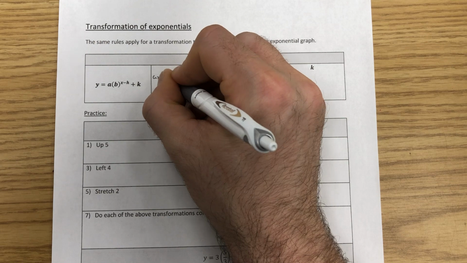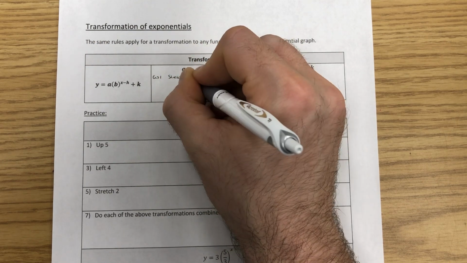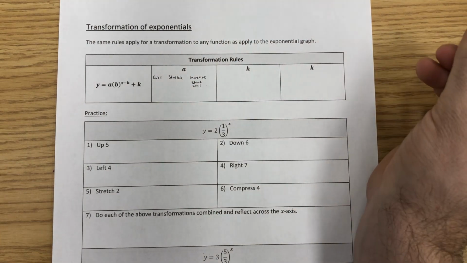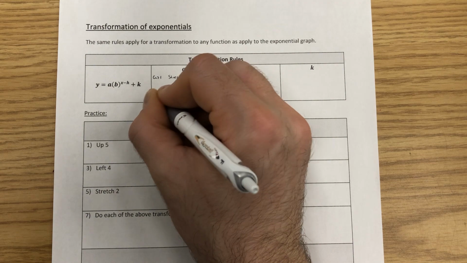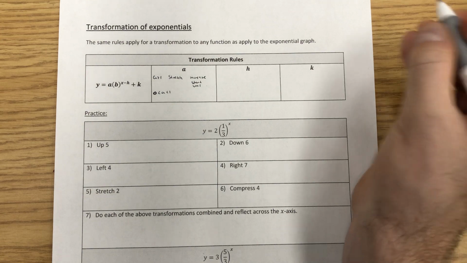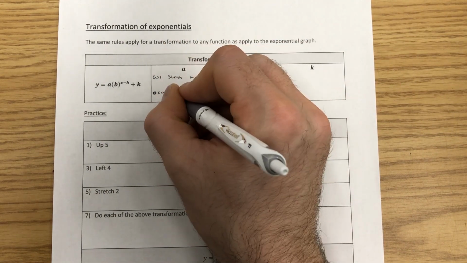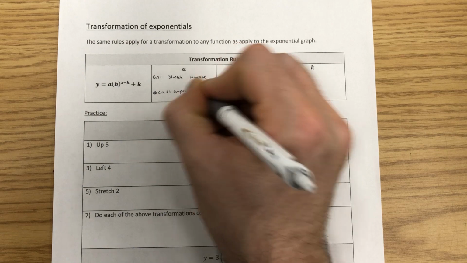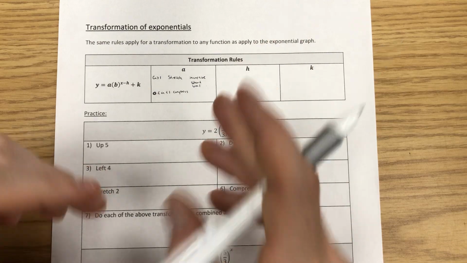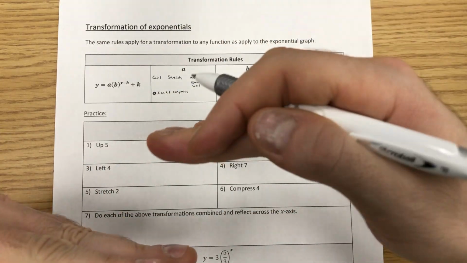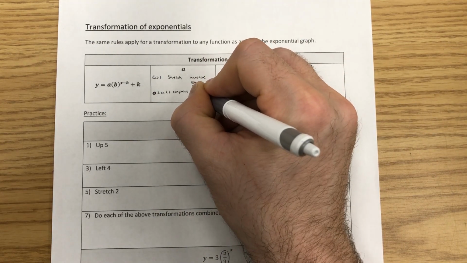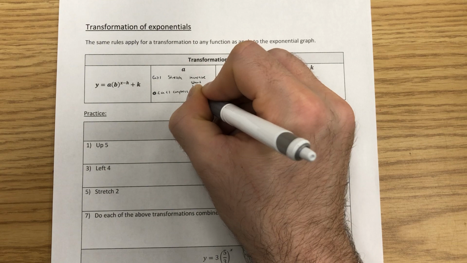So this is going to be a stretch or increase our start value. If a is in between 0 and 1, we're going to call this a compress. And so if a is between 0 and 1, like a fraction or a decimal, it's going to take that nice little curve that we had and squish it into a relatively flat curve. So this is going to decrease our start value.